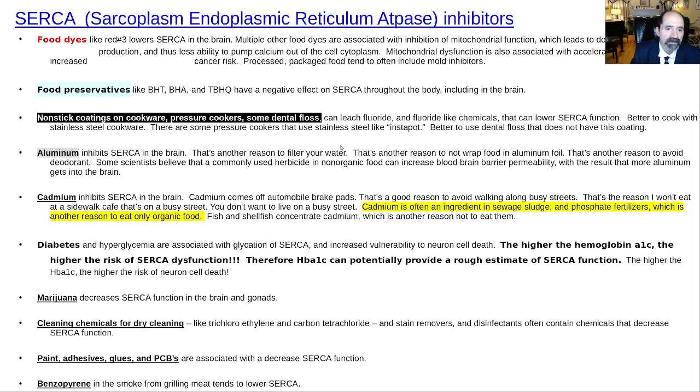Okay, we're almost done here, just a little bit more. SERCA inhibitors. SERCA stands for sarcoplasm, endoplasmic reticulum ATPase. You really call it a sarcoplasm in muscle cells. In other cells, it's called the endoplasmic reticulum.